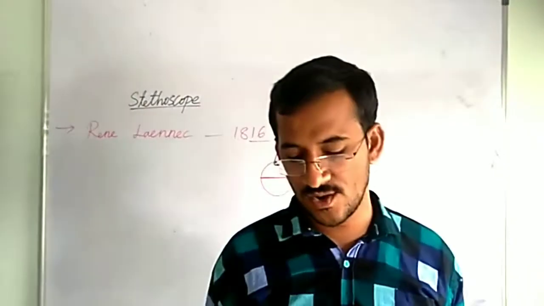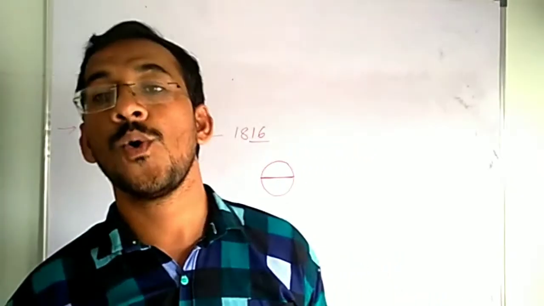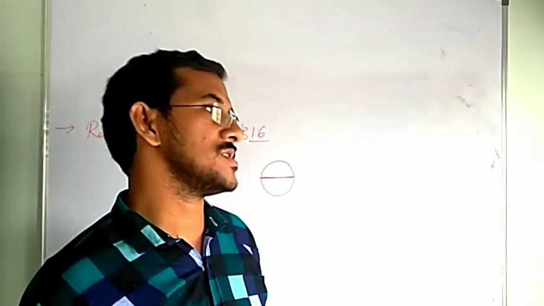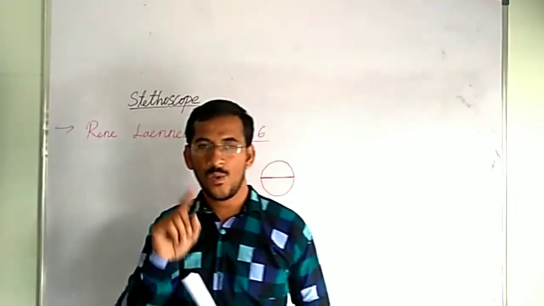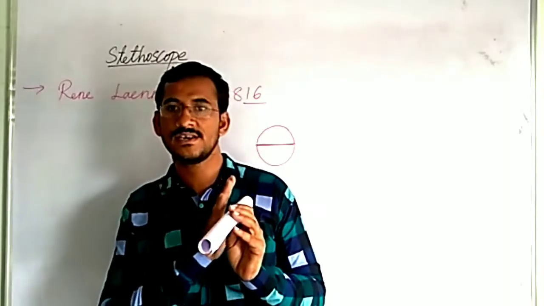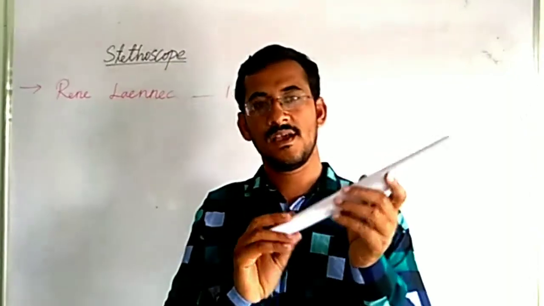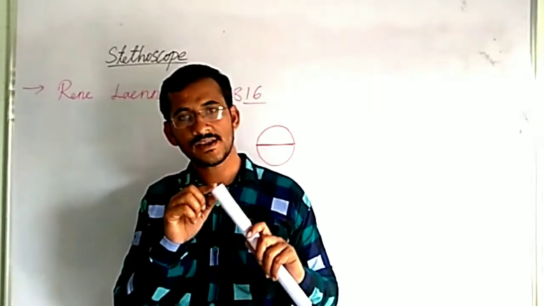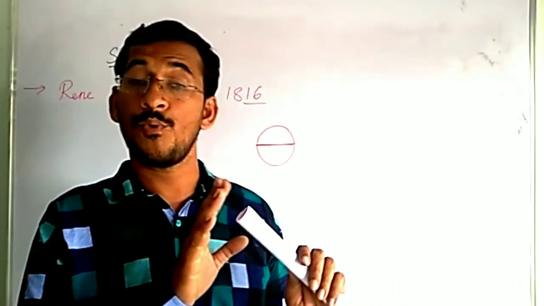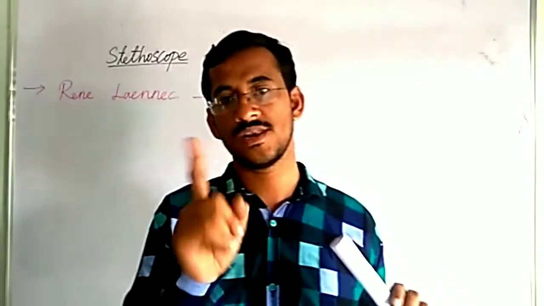1 inch is equal to 2.54 centimeters. That you need to keep in your mind. 1 inch is equal to 2.54 centimeters. So it's nearly 21 centimeters length. And take 2.5 centimeters diameter, that is 1 inch.